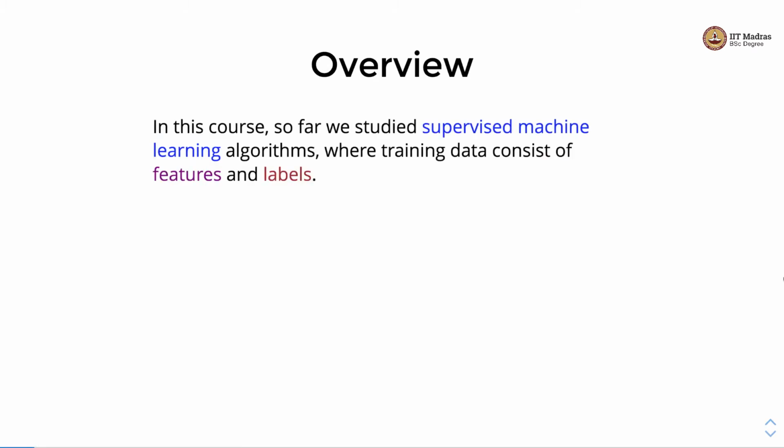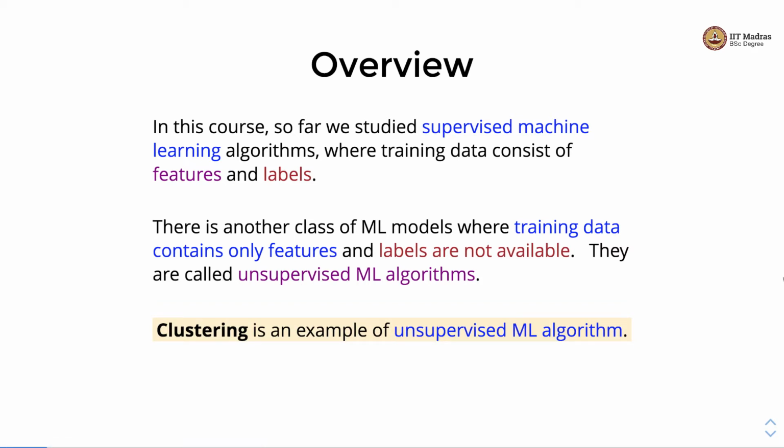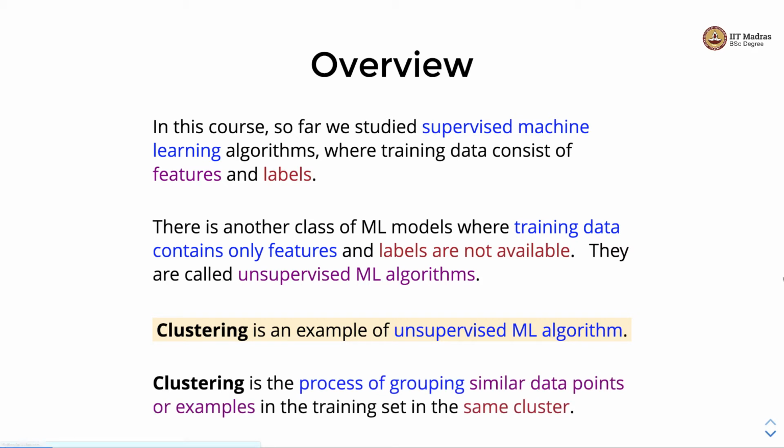In this course, so far we studied supervised machine learning algorithms where training data consists of features and labels. There is another class of machine learning models where training data contains only features and labels are not available. They are called unsupervised machine learning algorithms. Clustering is an example of unsupervised machine learning algorithm. And clustering is the process of grouping similar data points or examples in the training set in the same cluster.